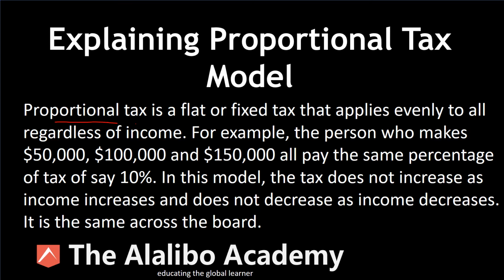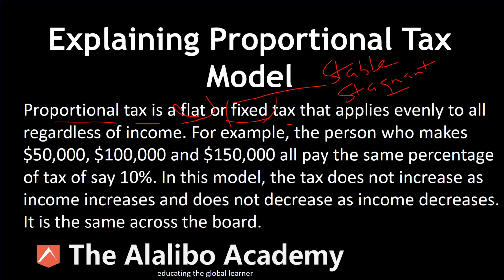The proportional tax model is a flat or fixed tax, right? And let's pause here for a minute and take a closer look at this. That means it is stable. It is stagnant. Some people will say it is stagnant. It's the same thing. So it is a stable tax that applies to all evenly, regardless of income, right? So income doesn't have an impact on this type of taxation.